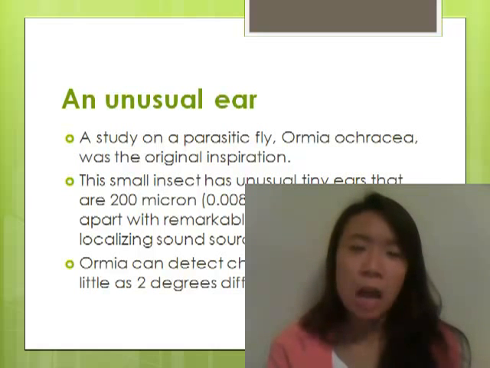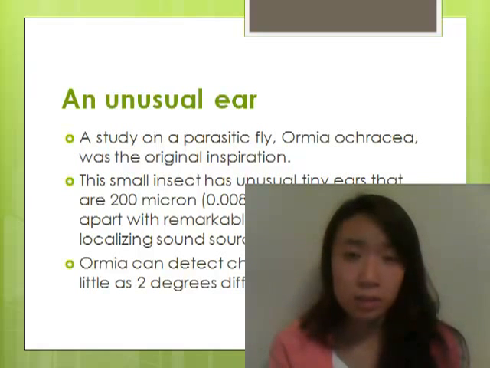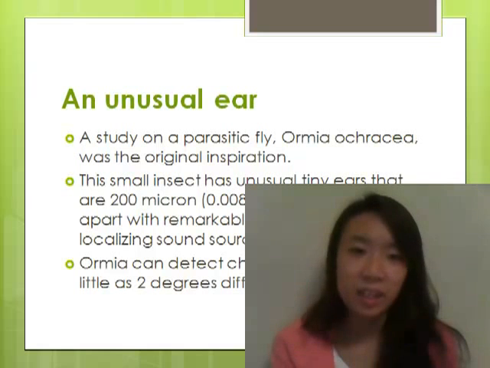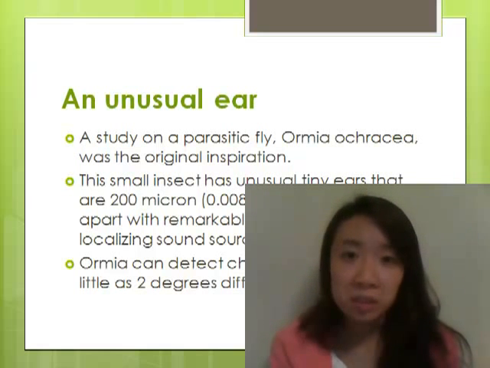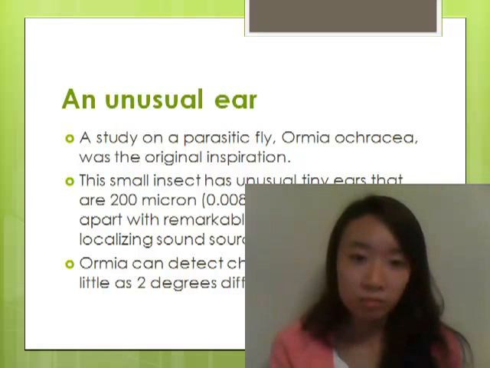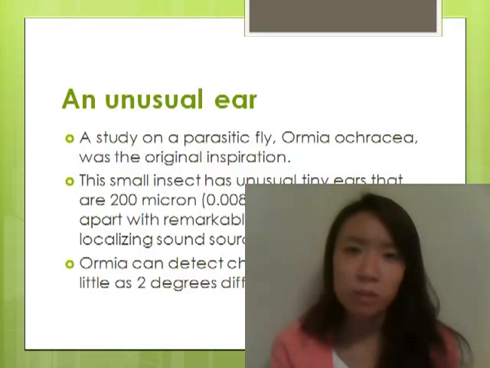So how can this problem be resolved? This is originally based on a study on a fly called Ormia, and this small insect has unusual tiny ears that are only 0.2 millimeters from each other, and it has a remarkable capability of detecting sounds and localizing the sound sources. And Ormia can detect changes of location as little as 2 degrees in direction.